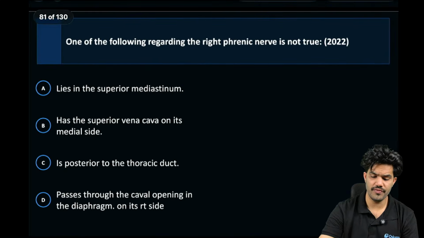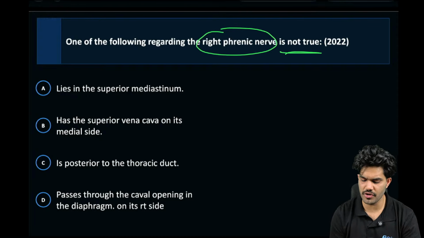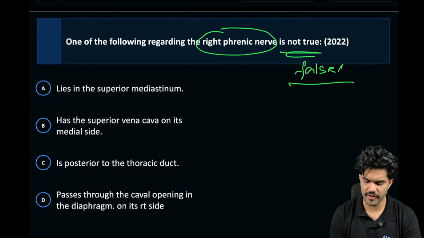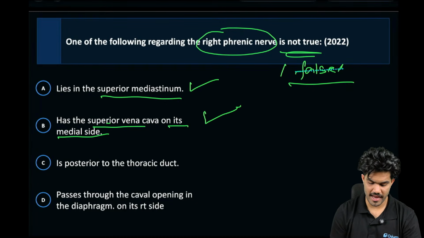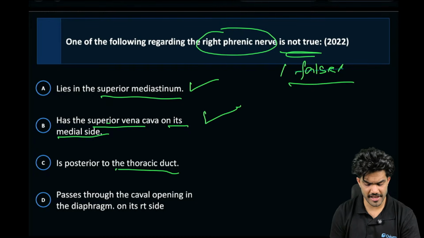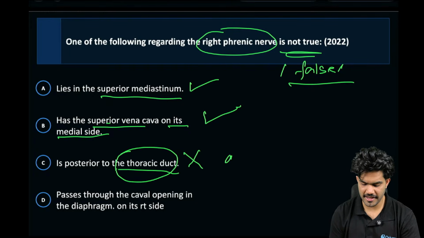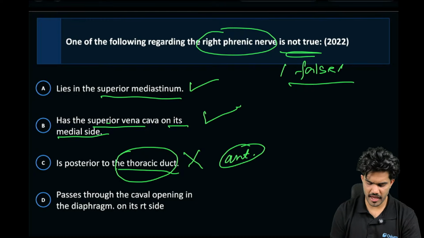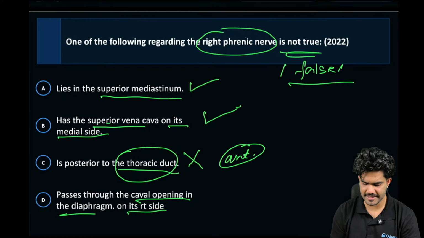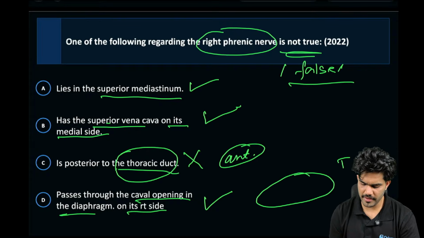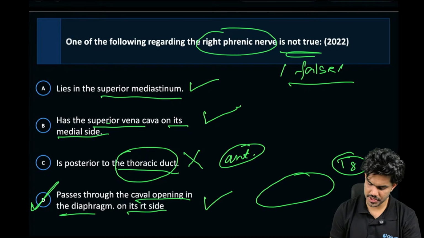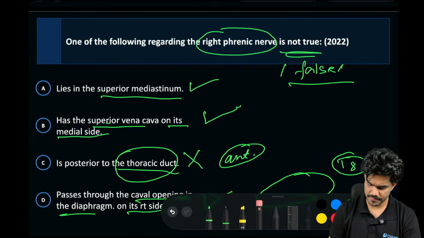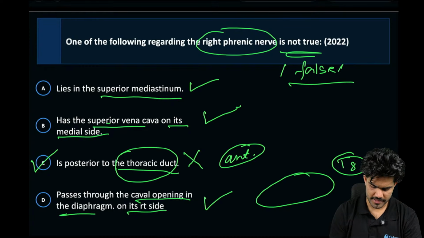Next question. One of the following regarding the right phrenic nerve is not true, so we should find the false statement. It lies in the superior mediastinum. Yes. It has the superior vena cava on its medial side. Yes, it's also true. It is posterior to the thoracic duct. No, it is anterior to. It passes through the caval opening in the diaphragm on its right side. Yes, caval opening means T8. So the option which is wrong will be option C.